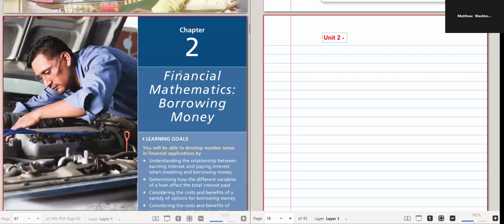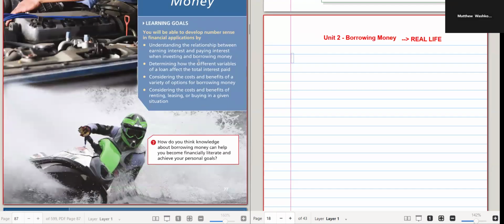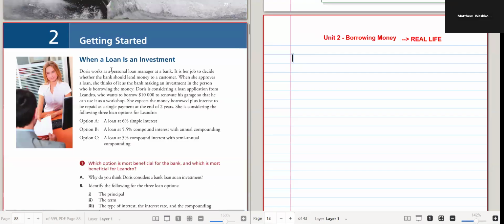Okay, so we are now starting off here with Unit 2. This is going to be specifically about borrowing money. This one for sure is the "when will I use this in real life?" This is when you'll use it in real life. This is the class, this is the unit, where this has really practical things, and you'll find that out in just a minute.